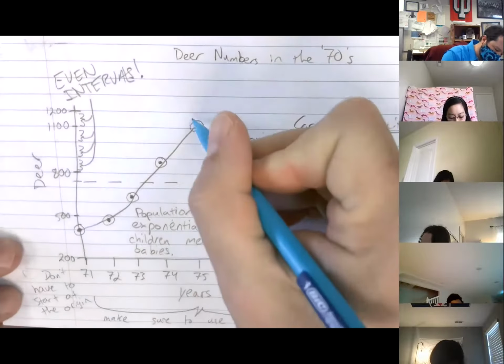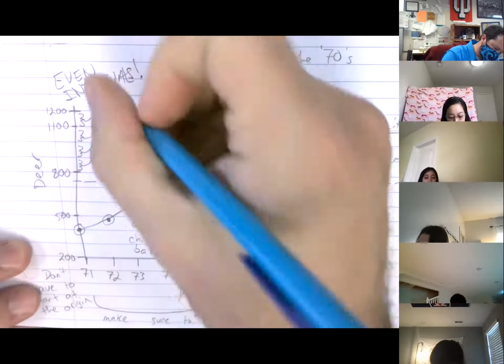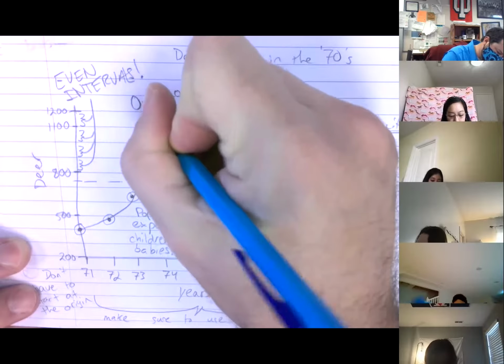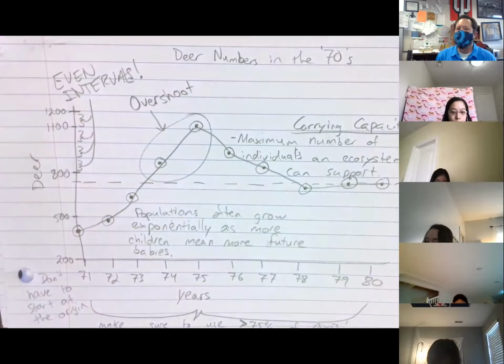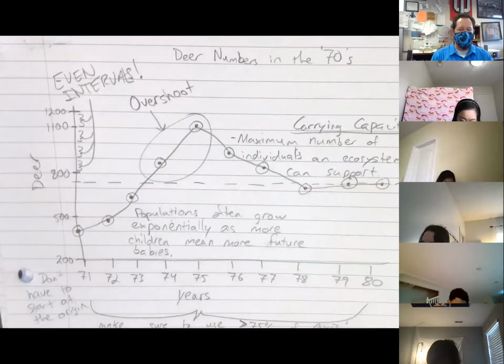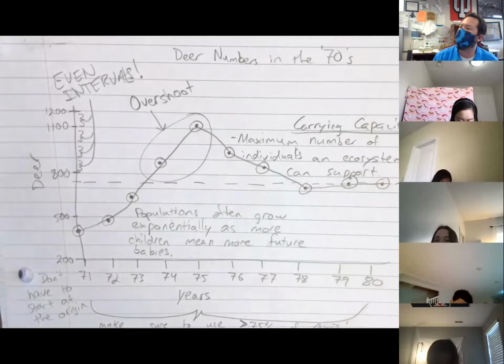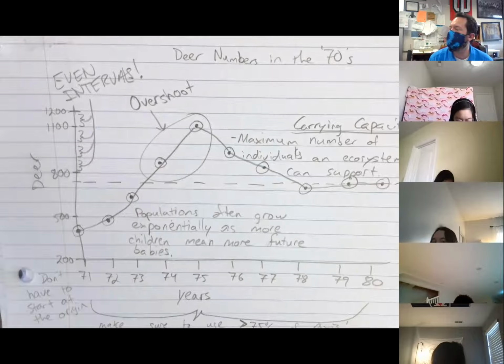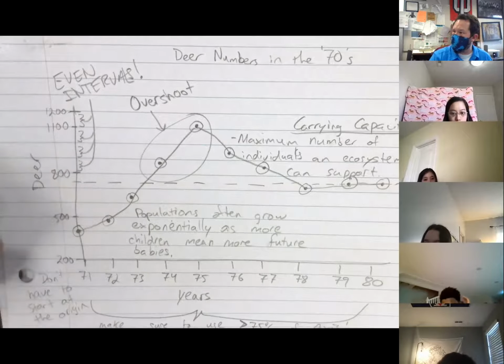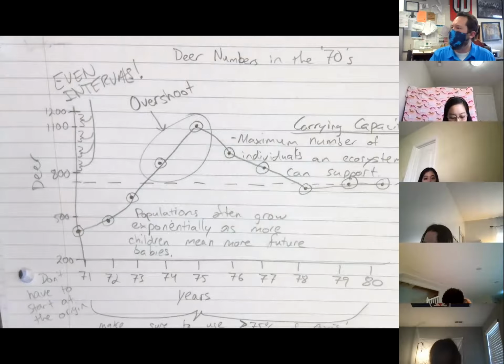Next thing we're going to look at right here, where we go above the carrying capacity. Is it possible for a population to go above the carrying capacity? Yes, absolutely. It's called the overshoot. The problem is you can't stay above the carrying capacity. It's not sustainable. The environment just won't support it, not for very long.